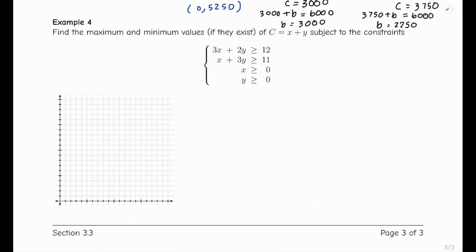Hello, this is the last example of section 3.3. Find the maximum and minimum values, if they exist, of c equals x plus y subject to the following constraints. Let me go through. We're just going to 20 this time. That'll be sufficient.